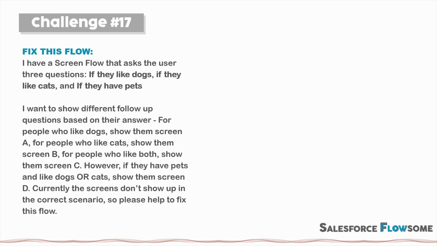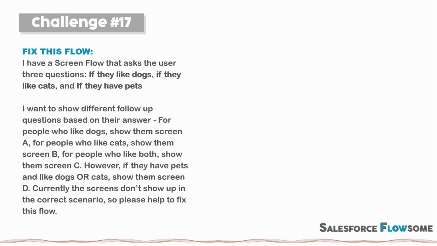So now let's go to challenge 17. Challenge 17 is a Fix My Flow challenge. I have a screen flow that asks the user 3 questions: if they like dogs, if they like cats, or if they have pets. So I want to show different follow-up questions based on their answer. For people who like dogs, show them screen A. For people who like cats, show them screen B. For people who like both, show them screen C. However, if they have pets and like dogs or cats, show them screen D. Currently, the screens don't show up in the correct scenario, so please help to fix this flow.